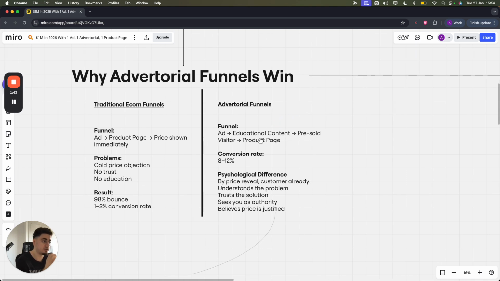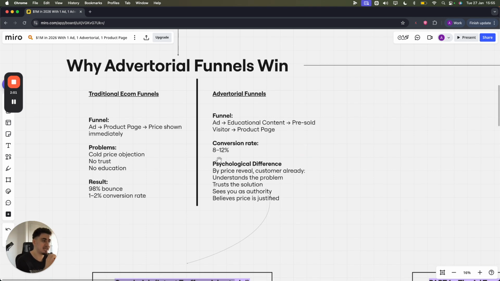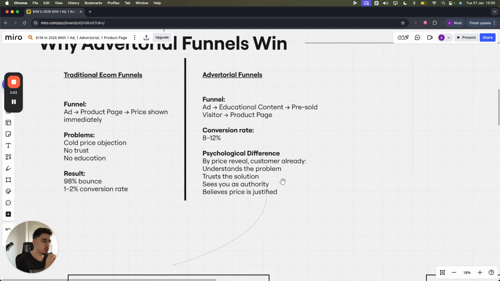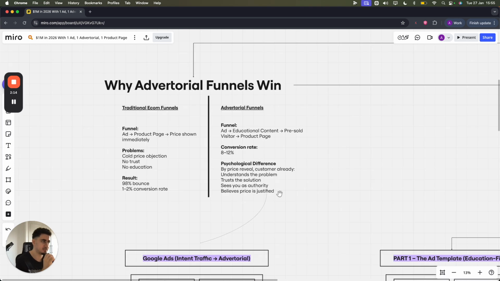But for an advertorial funnel, you have the ad, then educational content. During the educational content phase, your advertorial, you kind of already sold them what you have to offer because you're hitting them on many different pain points and you're also explaining to them why your solution is the best and it's for them, right? And the psychological difference here is the consumer already understands the problem, they trust your solution, and then they see you as an authority. So when they see the price, regardless if it's high or low, they're ready to buy. They're like, okay, you know what? I trust this and I want to buy this.